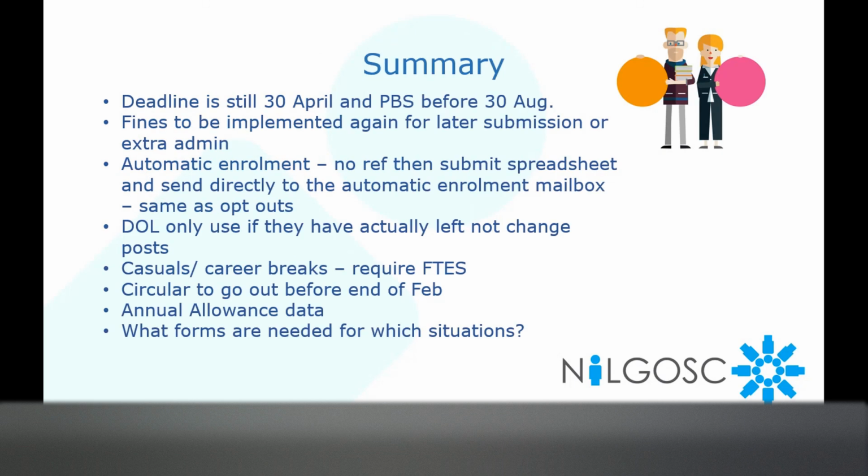So finally, just to summarise some of the main points that we've covered today. The deadline is still the 30th of April, and our pension benefit statements will go out before the 30th of August. Fines will be implemented again for late submission or extra admin duties. Automatic enrolment: if you have no reference number, then submit the automatic enrolment spreadsheet and send directly to the automatic enrolment mailbox. Same as the opt-outs. In the past, a lot of the automatic enrolment stuff has come through to the annual returns team. We're not allowed to accept those, so we have to return those to the employers, and then they need to go to the team specifically dealing with that. We do hope to have a member of the team this year dealing directly with automatic enrolment, so when the information comes in, that should be processed fairly quickly.